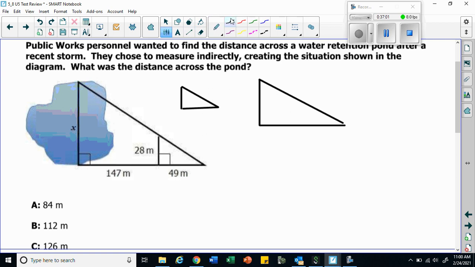Okay, so I'm going to label what I have. So this is a 90-degree angle. I know that this is 49. Sorry, this small triangle. This is 49, right? And this is 28. My large triangle, this is x. And this is 147 plus 49 for the large one. So that's going to give me 196.